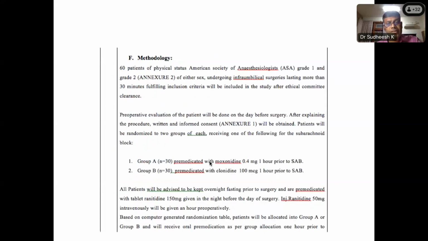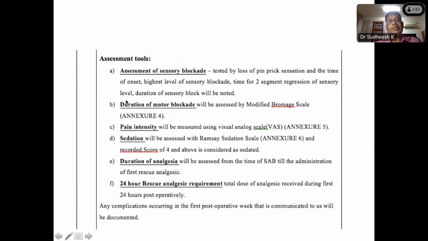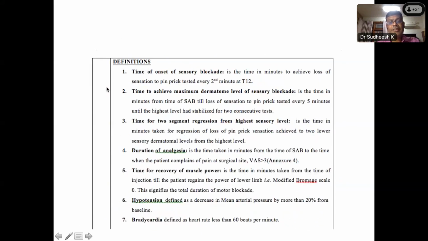And then we describe the methodology proper, where you mention what exactly you are doing, how you are enrolling the patients, when you are giving the intervention, and how you are following them up. What assessment tools are you using to follow them up? For example, how do you assess the sensory blockade? What is the duration? How do you assess motor blockade? What are the parameters you are going to assess? These things are known, and you define them in particular sentences. These form the assessment tools, and you define each and every parameter with a definitive definition so that it is uniformly applied in all the study participants.